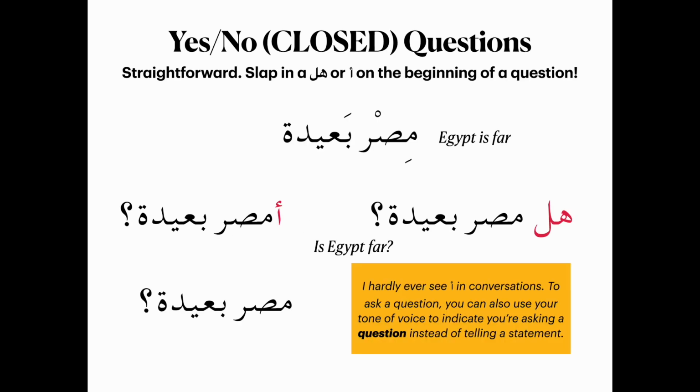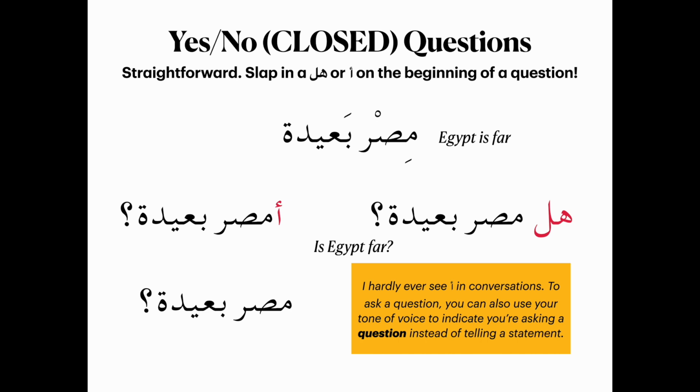All right. Now we're going to learn how to make questions in Arabic. And we're not going to talk about how to make open-ended questions like what, where, who, and all that stuff. We're just going to be talking about the basic, any old yes or no question. Questions that only have two possible answers or that are aiming for two possible answers. These are called closed questions.